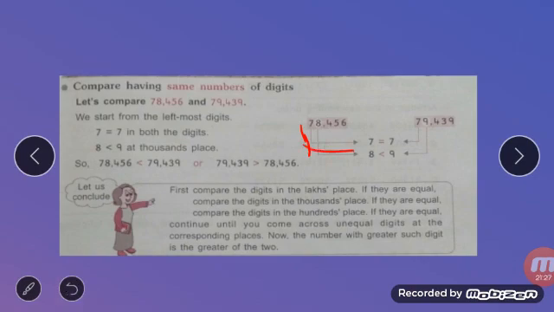This is the last one, 7. It means the fifth. This is a 5 digit number, no? So you have to compare the fifth digit. 7 on both is the same, so that is equal. So you have to see the next digit, here is 8, here is 9. So we know that 9 is greater than 8. The number of digits is the same.